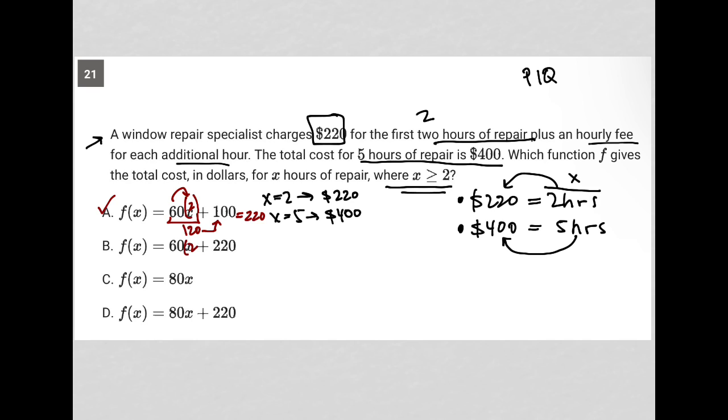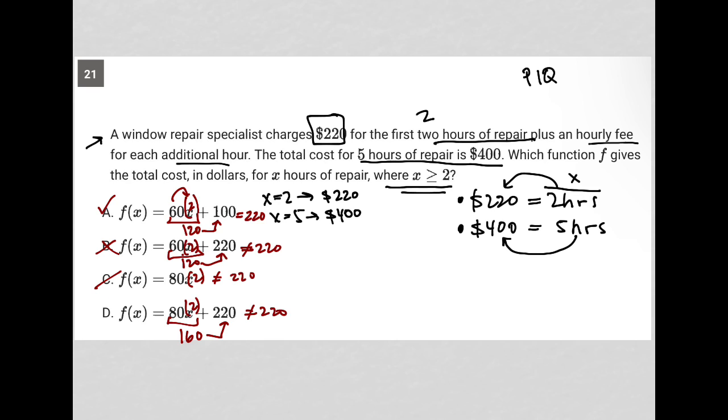How about choice B? If x were 2, I'd have 60 times 2, which is 120. 120 plus 220 is not equal to 220, so that's gone. Choice C, if x equals 2, 80 times 2 is also not 220, so that's gone. And choice D, if I had 80 times 2, that is 160. 160 plus 220 is also not 220.